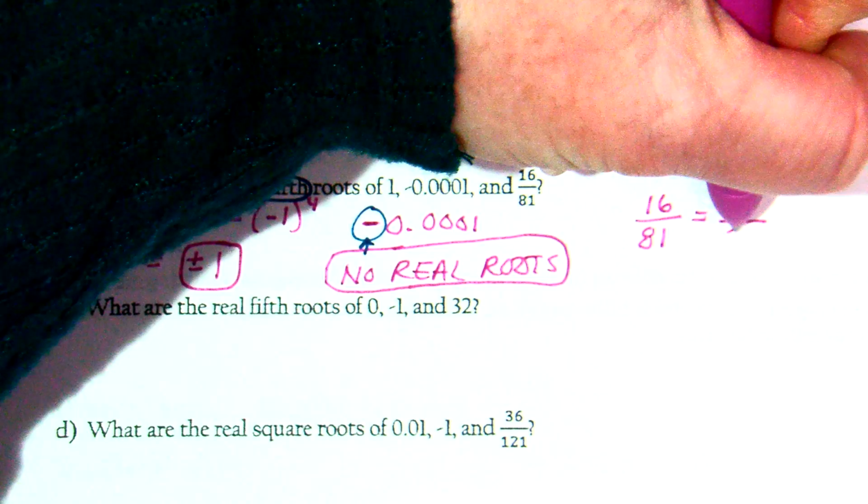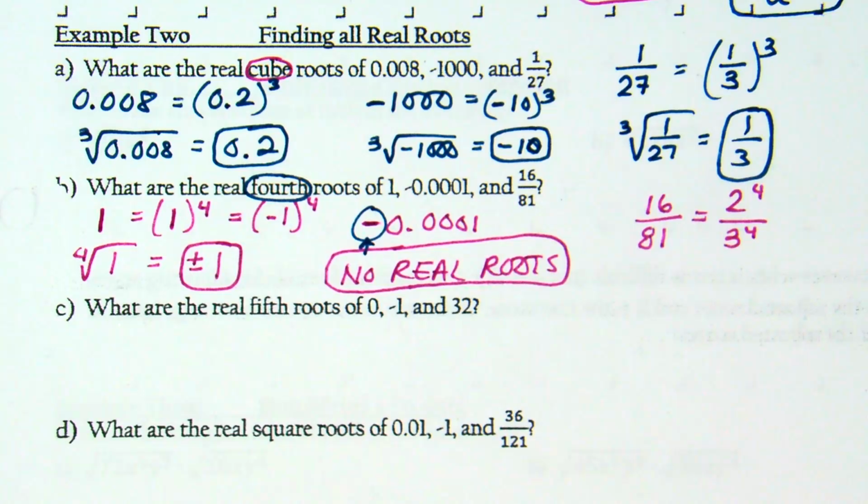So I want all real 4th roots of 16 over 81. What are you going to give me as your answer? I think I heard it out there. Plus or minus 2/3.